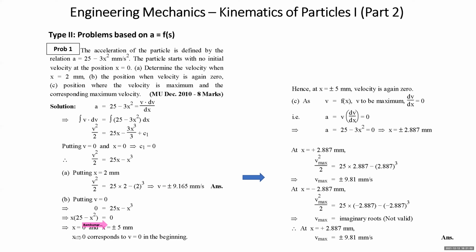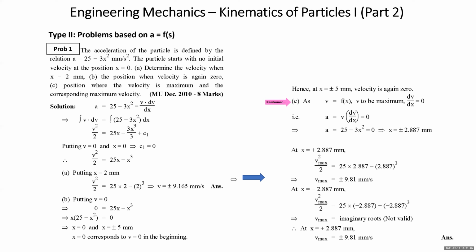x is equal to 0 corresponds to v is equal to 0, which we have already used as a boundary condition over here. So that is discarded. So plus minus 5 mm is the value of x when velocity is 0. All right. Now students, third part of the sum.